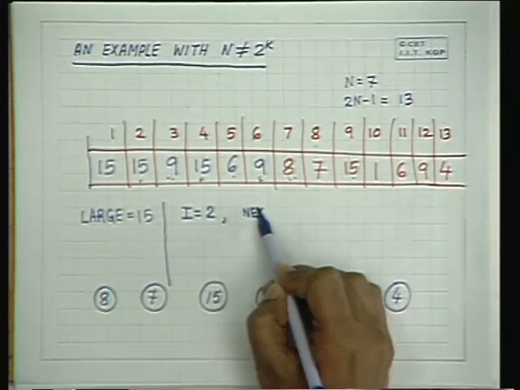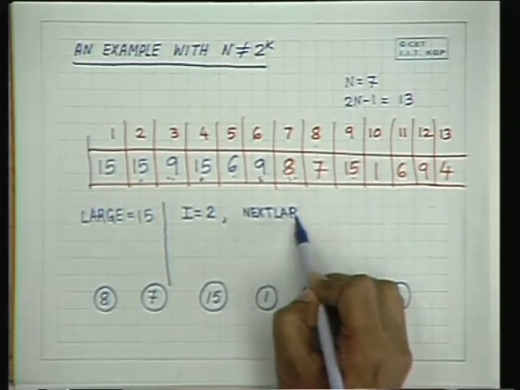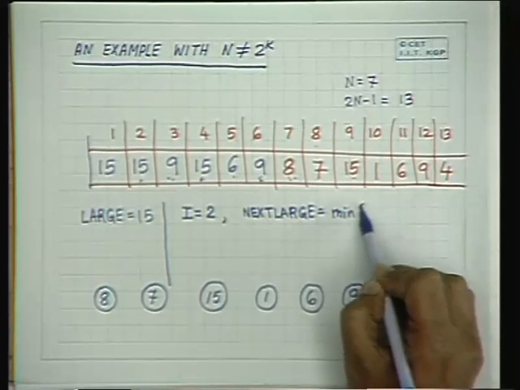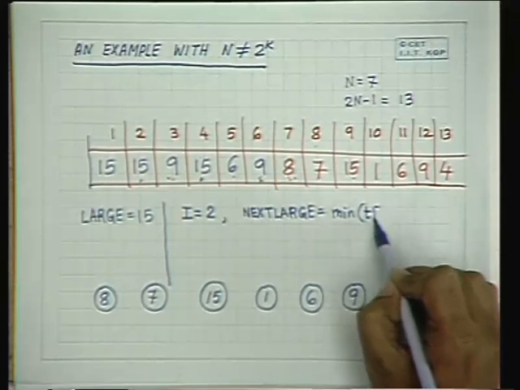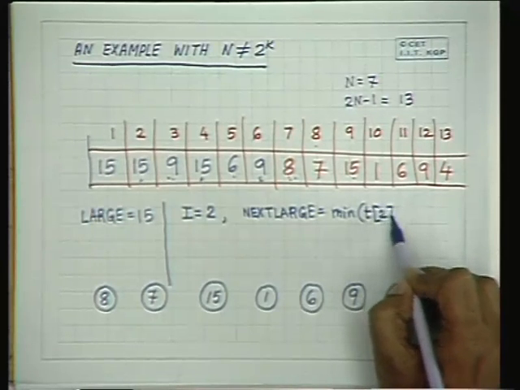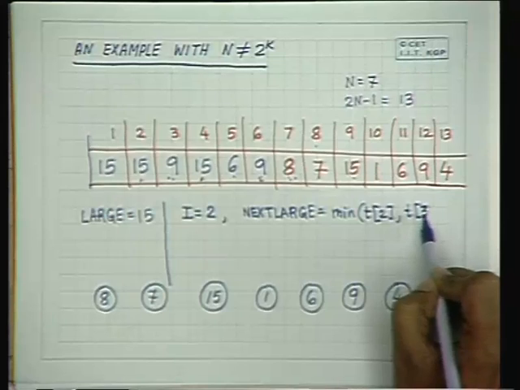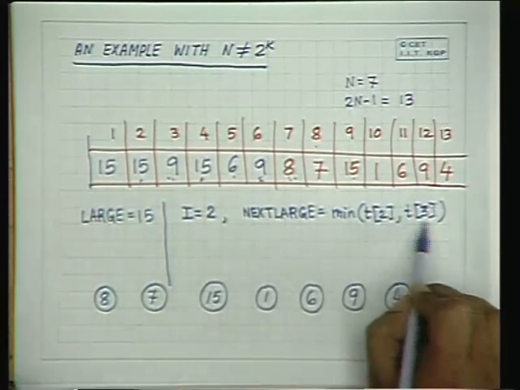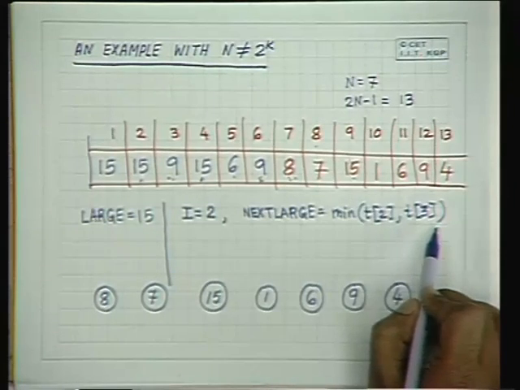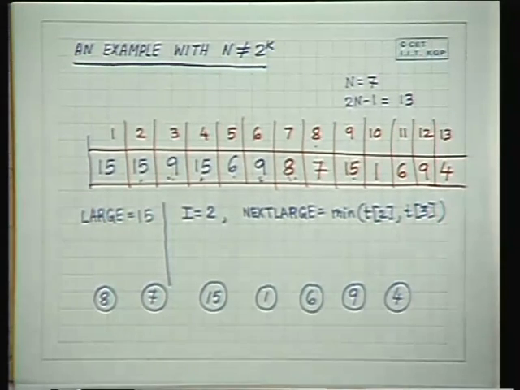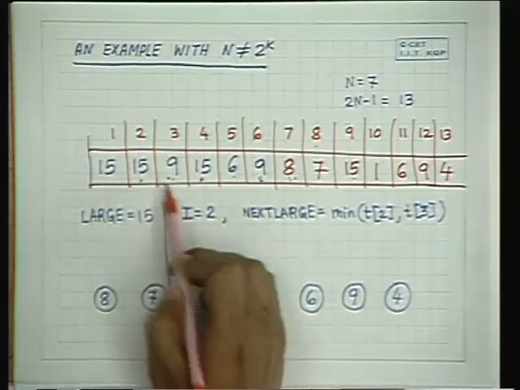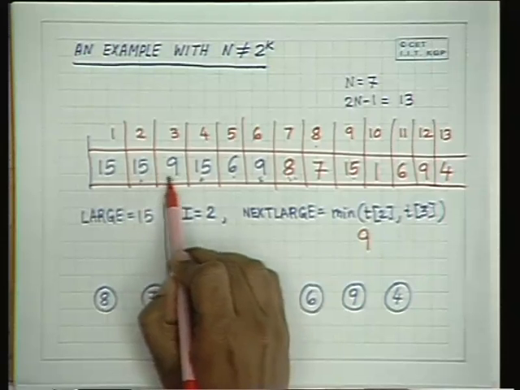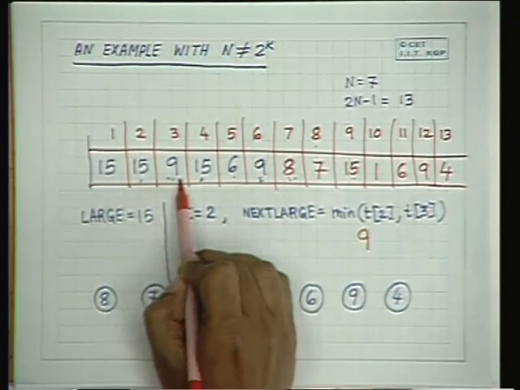We next initialize the next largest element to the minimum of the tournament. Let us call these T1, T2 and T3. So this is what we initialize to: i to 2, and the next largest element is initialized to the minimum of T2 and T3. So in our example, the next largest element will be initialized to 9, because the minimum of T2 and T3 is 9.